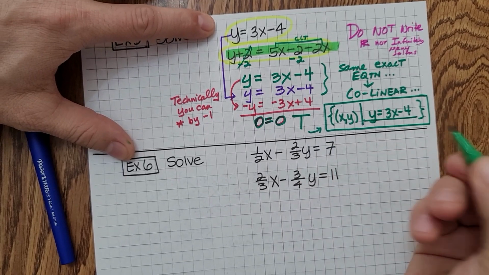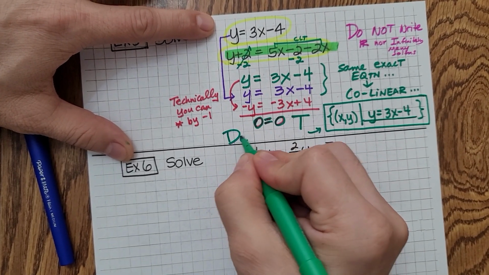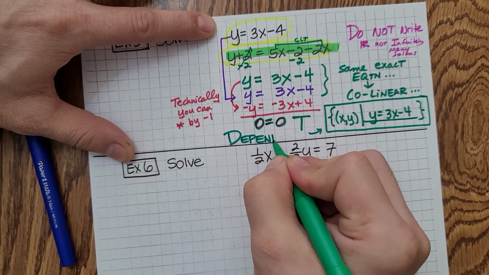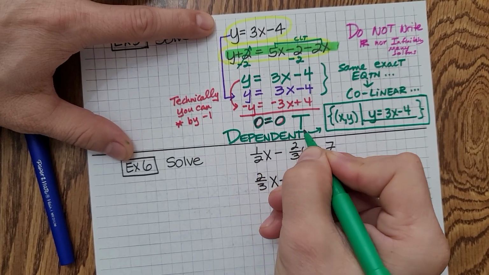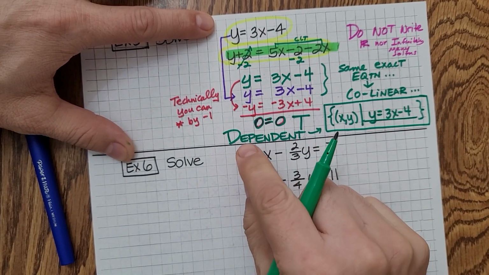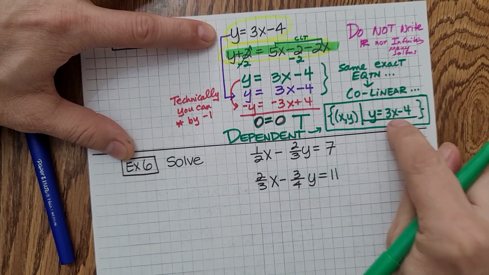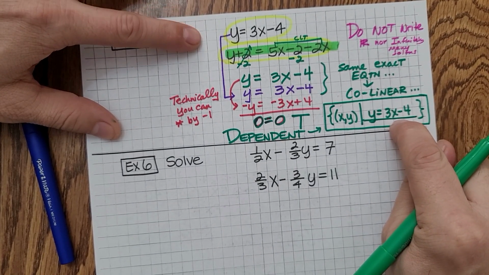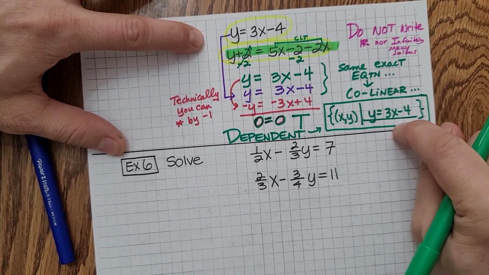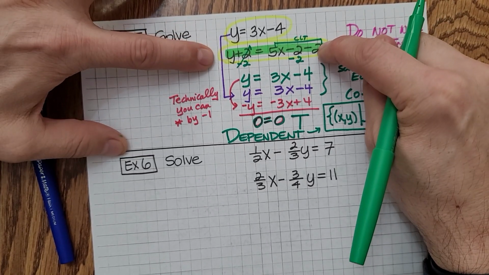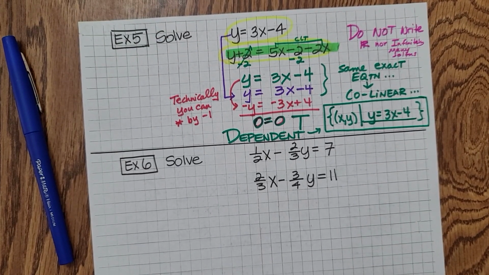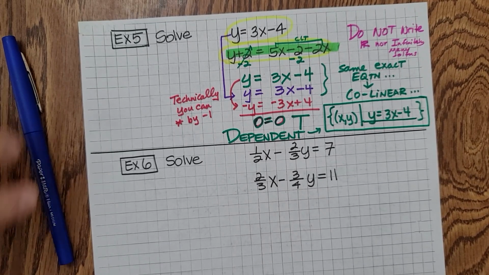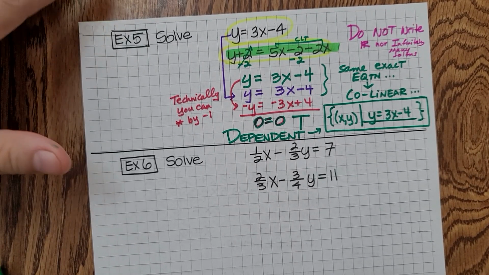And if they ever ask what type of solution this is, it is a dependent solution. What does it depend on? The solutions depend on satisfying that equation. As long as it satisfies that equation, then it will satisfy the second equation. It will satisfy both equations, and that's what we're looking for. Where are they equal?